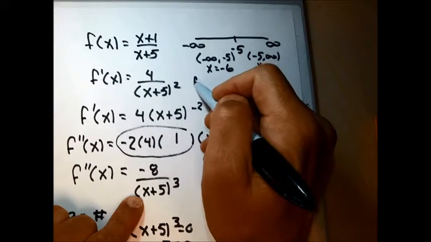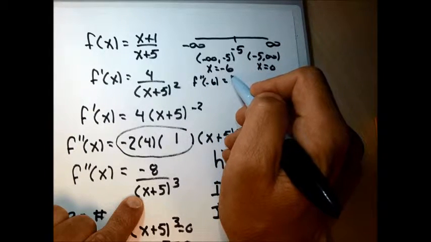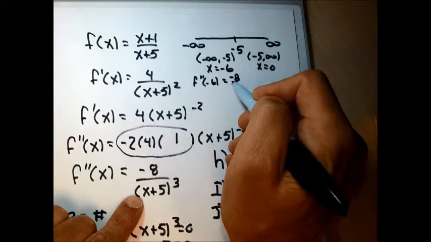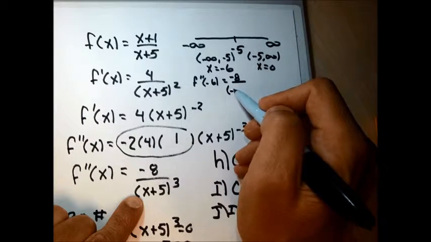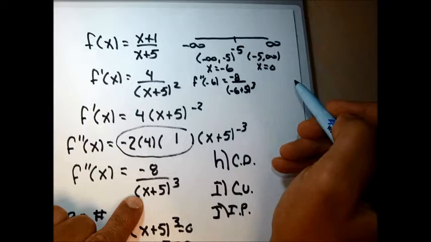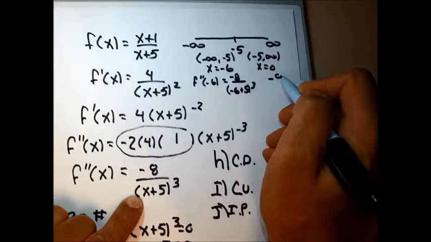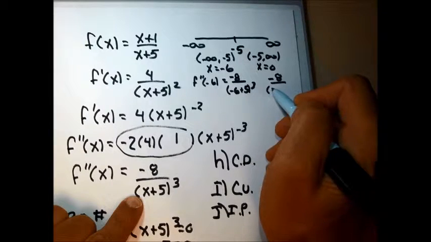So here I have to do f double prime of negative 6, which is going to be negative 8 over negative 6 plus 5 cubed. I'll do that from the main screen on my calculator. And for this one, I'm going to go negative 8 over 0 plus 5 cubed.